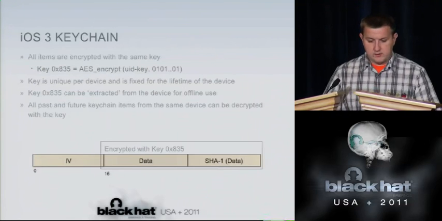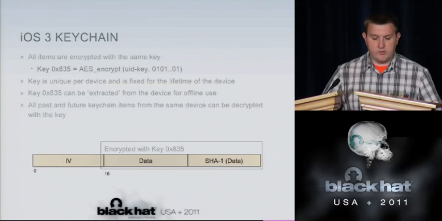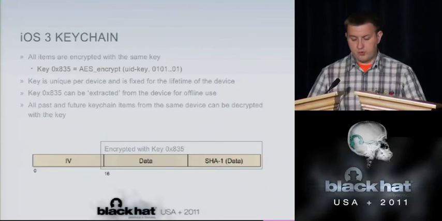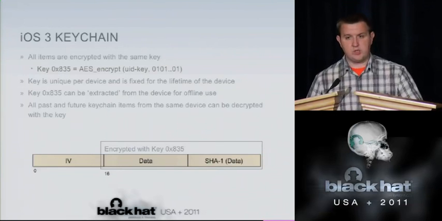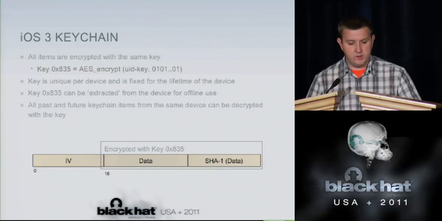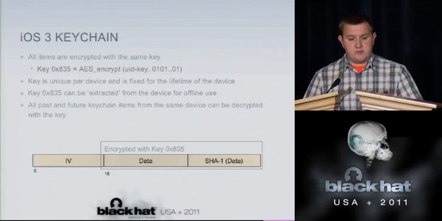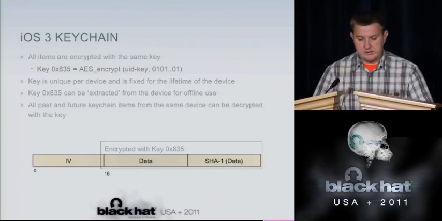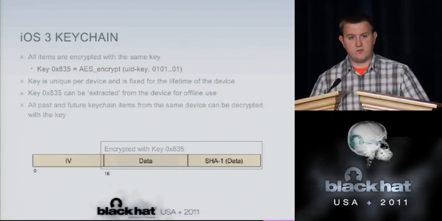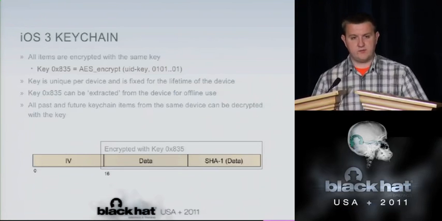The keychain is a system-wide storage for secrets like passwords. On iOS 3, all items in the keychain were encrypted using the same key. The key is known as the SecurityD key, or key 835 hex. The problem with this approach is that this device key, the SecurityD key, is fixed and constant for the lifetime of the device.